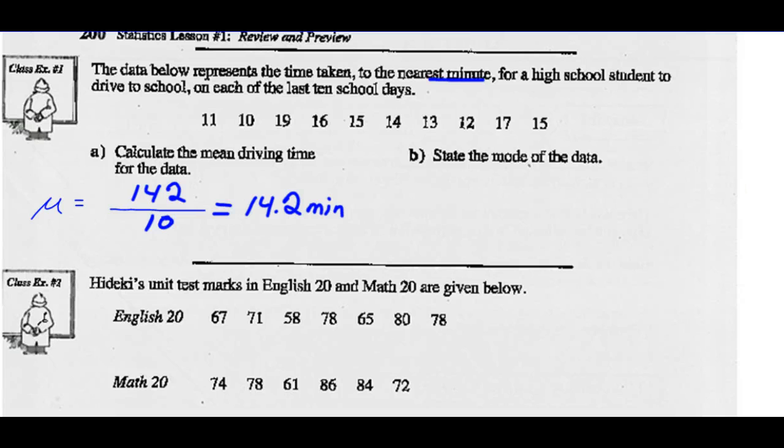State the mode of the data. Well, the mode is the piece of data that occurs most often. So if you look at this data, I notice that there are two number 15s. So that's the one that occurs most often. The mode of this data is 15. It occurs twice, which is the most of any piece of data there.